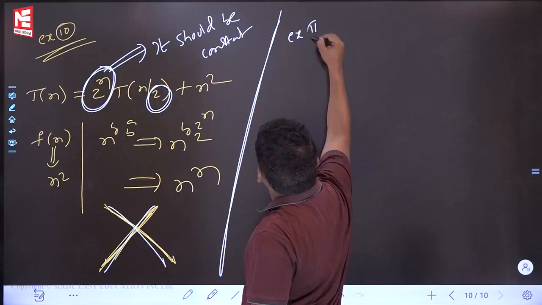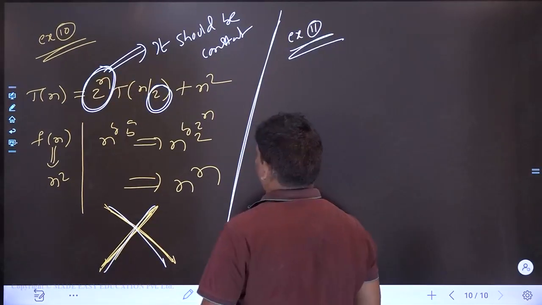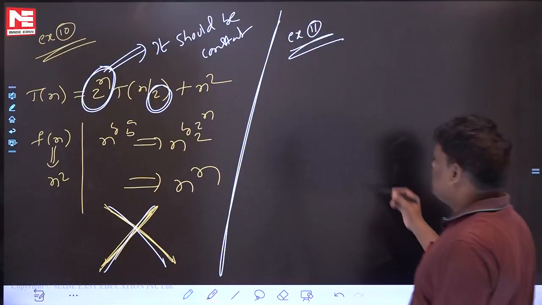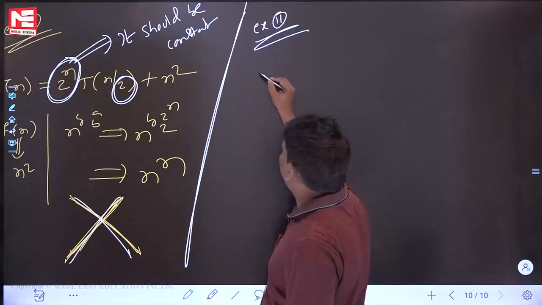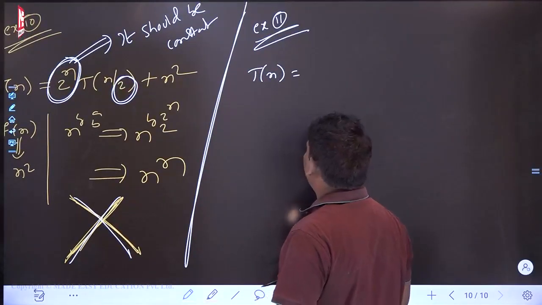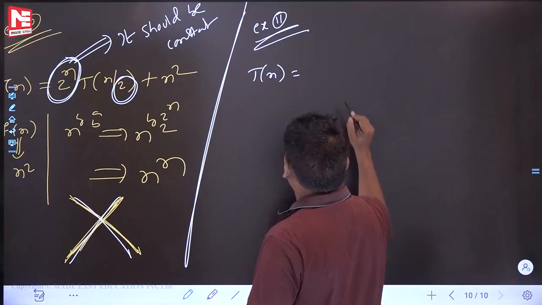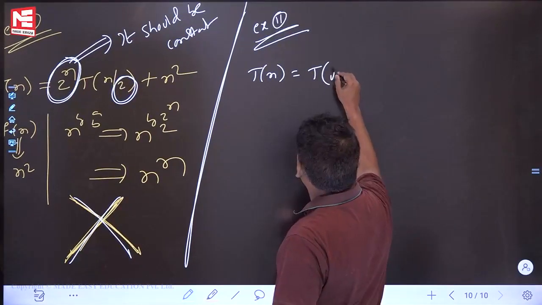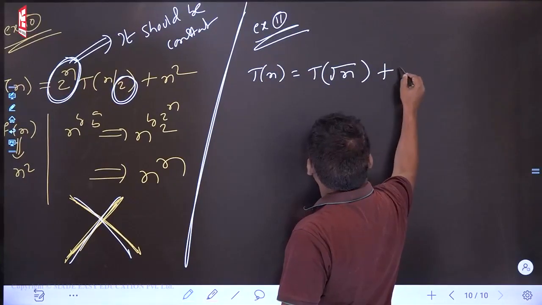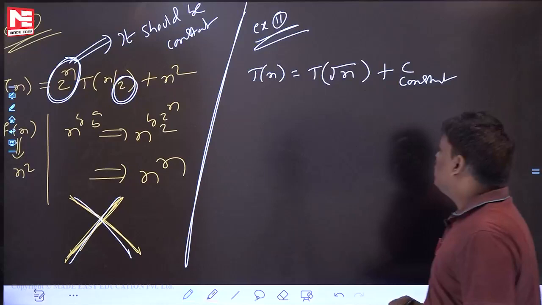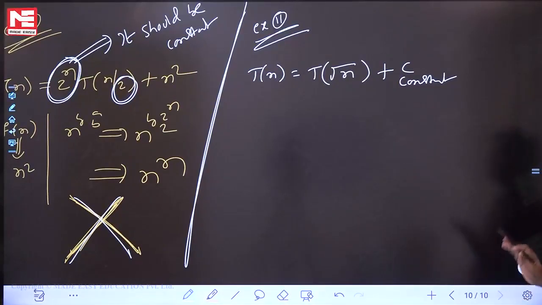Example 11. One more nice problem coming, please take care. See this one, interesting one. T(n) is equal to T(root n) plus C, where C is a constant.